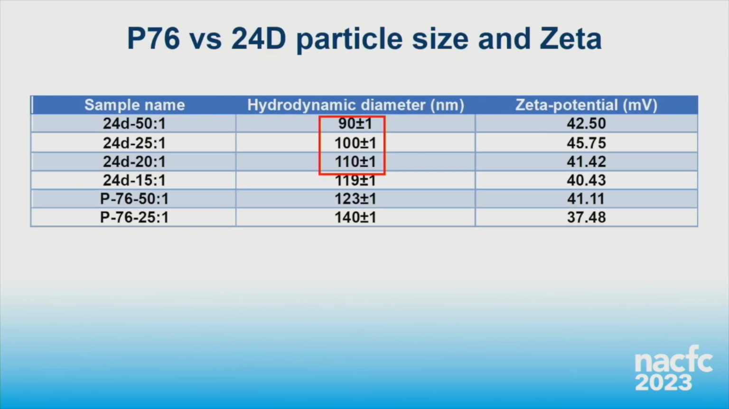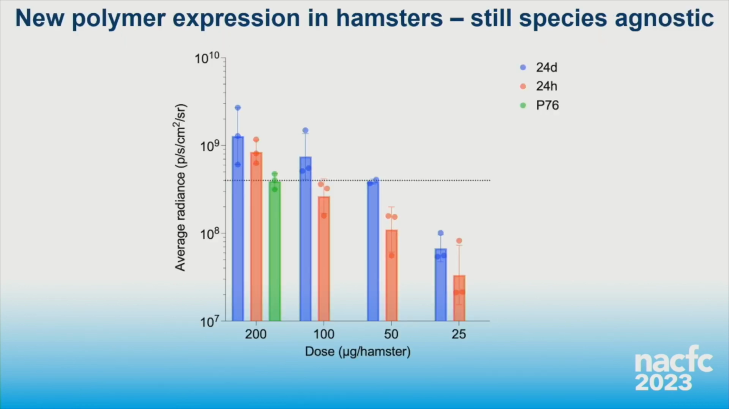Particle sizes were typically in that 140 or so nanometer range, a little big, to be honest, with 76. If we go to 24D, it's now closer to 100, which I think some people in this room will find interesting and make them happier. And then the last thing was, do we lose our species agnostic capability? And the answer is no.